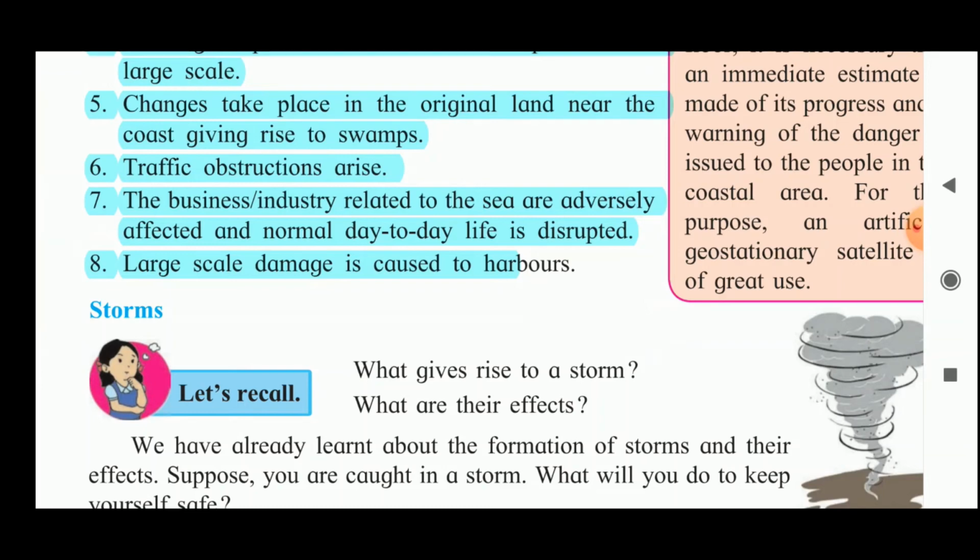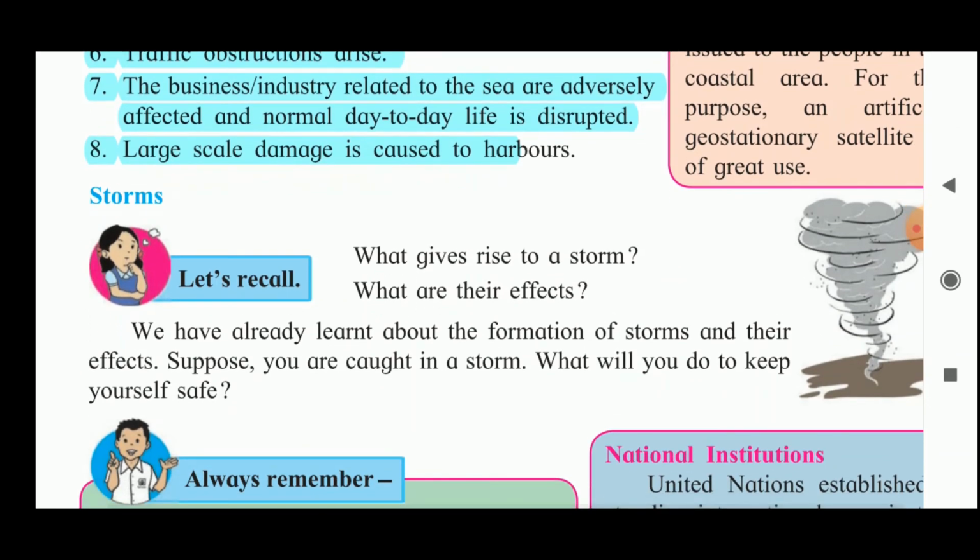Now the next one is the last one. Last disaster is about the storms. So what gives rise to storms? We have already learnt about the formation of the storms and their effects. And what shall we do if we are caught in a storm?